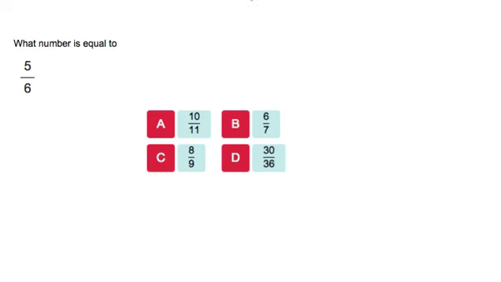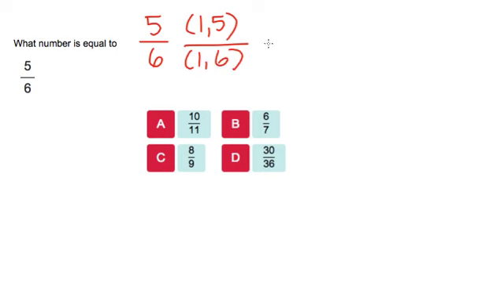What number is equal to 5 over 6? So in order to compare our answer choices, we first need to make sure we are in our simplest form. So the factors of 5 are 1 and 5. The factors for 6 are 1 and 6. Our greatest common factor here is 1.